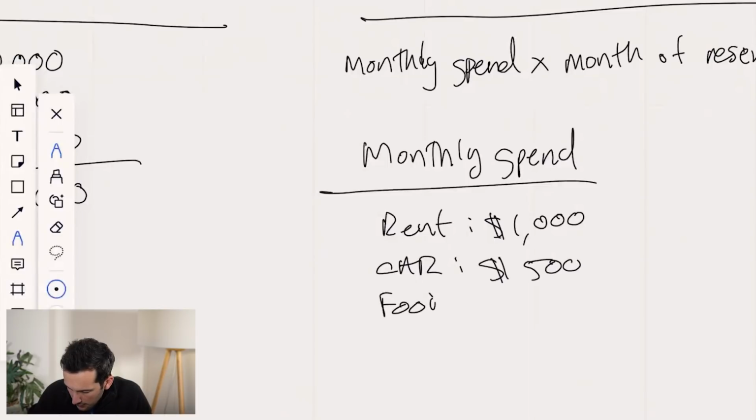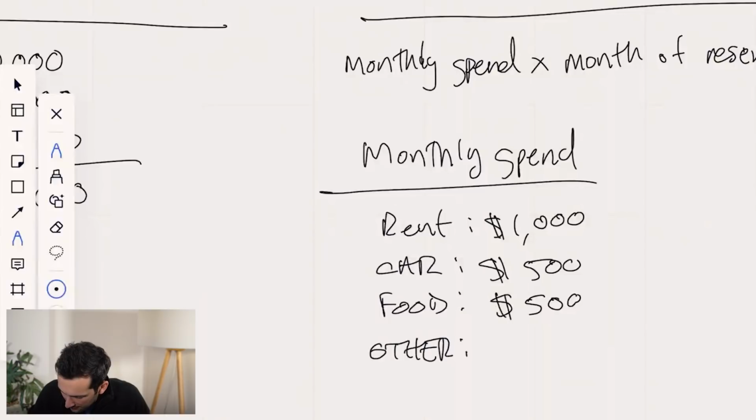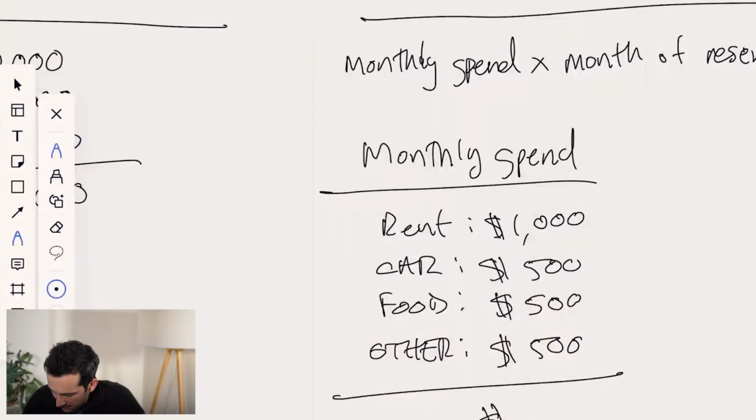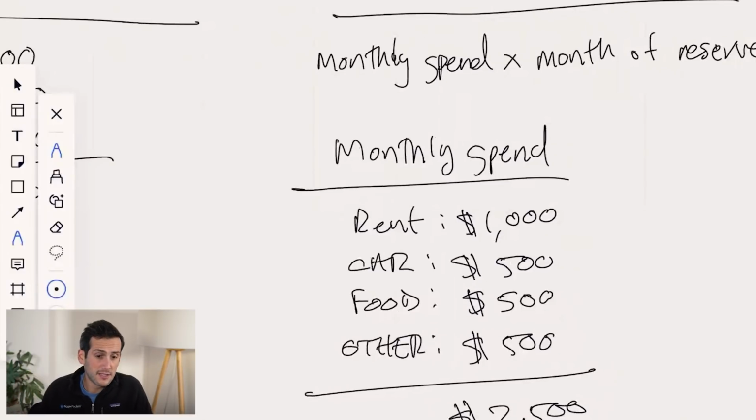Food, another $500 a month. I'm going to just say other is 500. Again, this is a super simple budget. I'm just trying to show you guys how to calculate this. So that comes out to a monthly spend of $2,500, right?